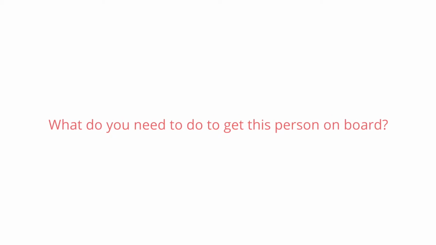Then from that, you identify who is the one key person that if you get them on board, everything else will follow. Invariably, there'll be one person you think, if we get them on board, then they'll be able to push everything through. So identify who that person is. And then the next question is, what do you need to do to get them on board?